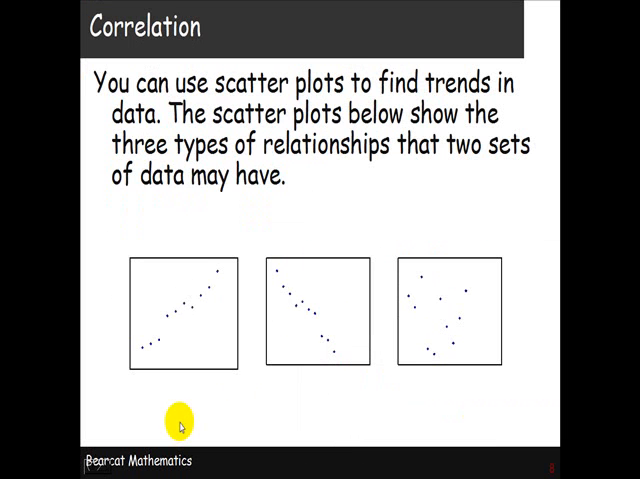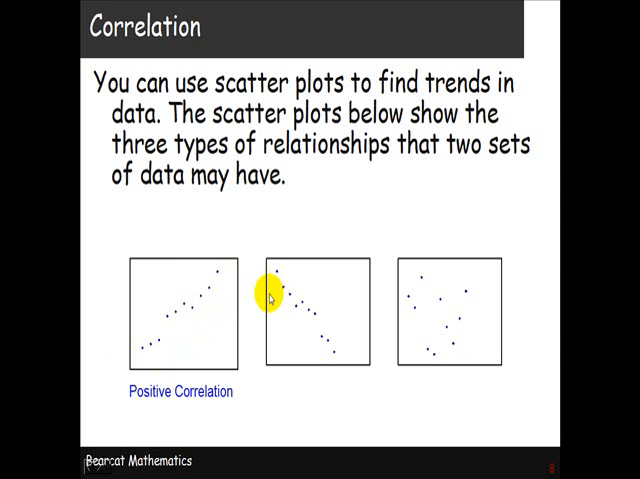Now we're going to talk about correlation. You can use scatter plots to find trends in data. The scatter plots below show the 3 types of relationships that 2 sets of data may have. We have this first relationship. Notice how the data points are kind of clustered toward a line here, and they rise as we go from left to right. We call that a positive correlation, when they start to approach a line and they're rising as we go from left to right.